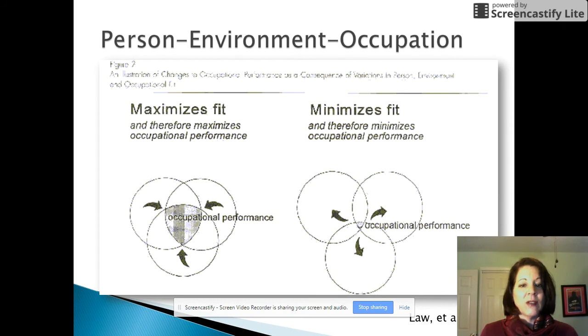Now, one of the things you have to consider with PEO is that there is a fit. The circles will slide together to create a greater fit and slide apart to show a minimizing of the fit. And of course, that's supposed to be demonstrating or visualizing what happens in our life when the environment has a change and something moves out of the circle.